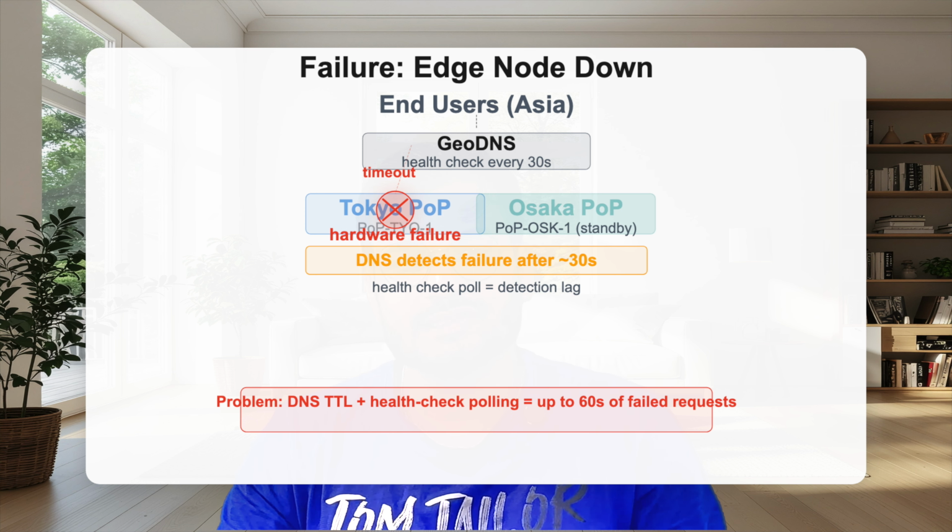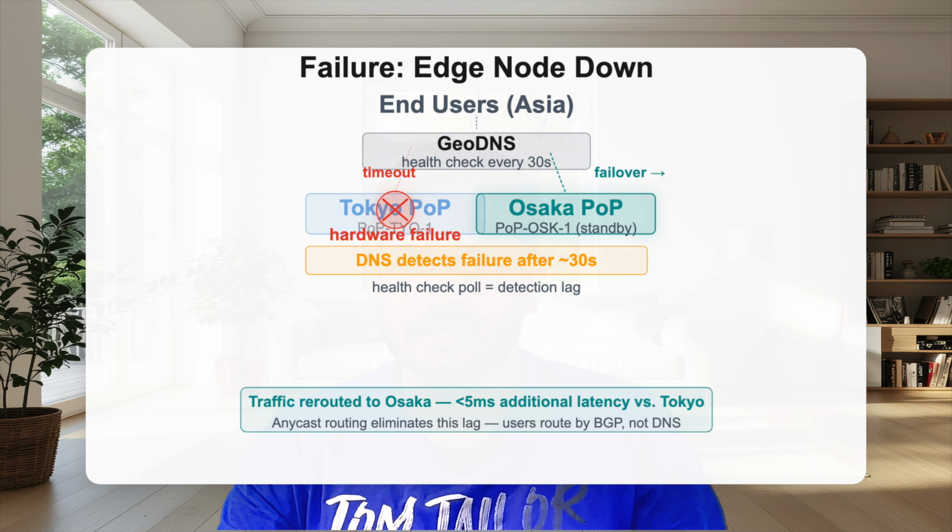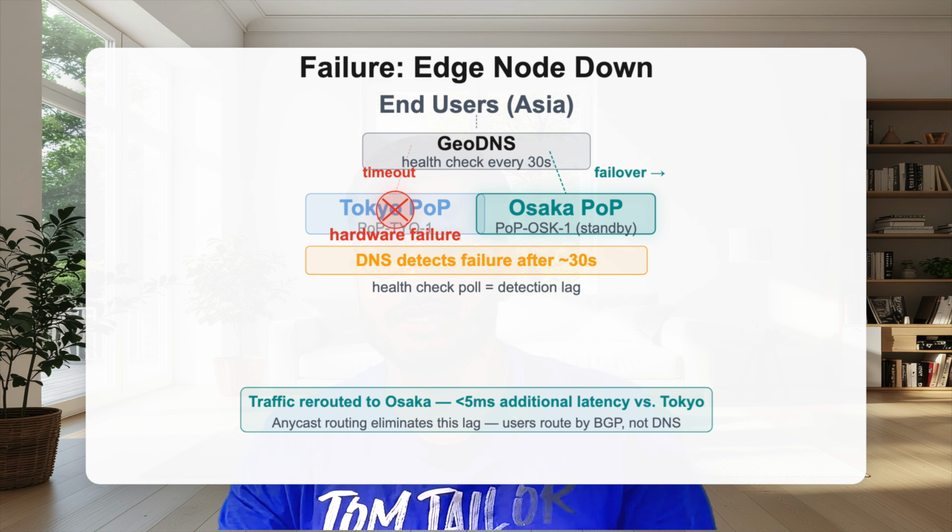The fix for this is active health check every 10 seconds. Passive error rate monitoring: if an edge returns 5xx on more than 1% of the requests, remove it from rotation immediately without waiting for the health check cycle. And then put a circuit breaker at the DNS layer.